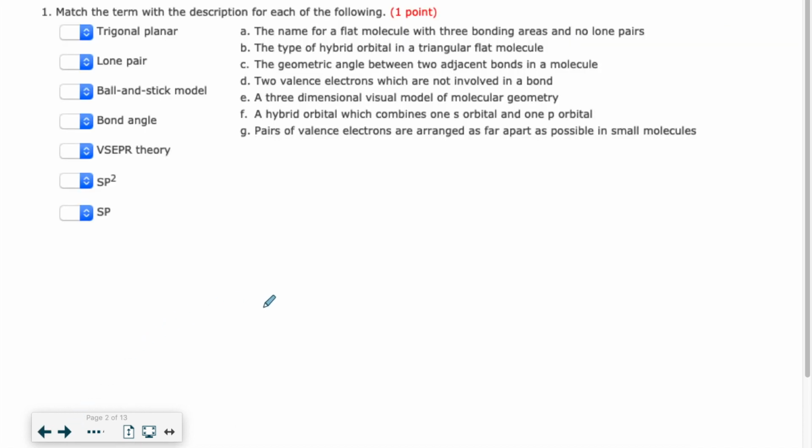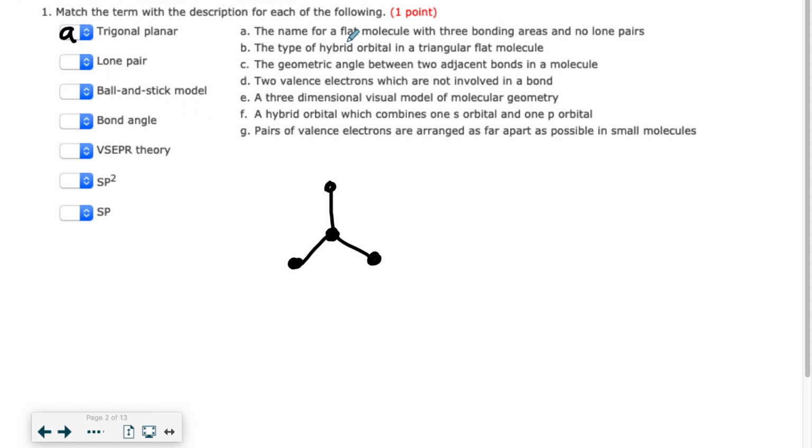For our first question here, we're going to be matching up some terms and definitions. So I'm going to be going from the right side and then picking the correct term based on that. For the first one, we have the name of a flat molecule with 3 bonding directions and no lone pairs. So if you were going to actually draw this out, we have an atom in the middle, we have our 3 bonding directions with atoms on the end, and there's no lone pairs to alter the angle of this bond, so this would be a trigonal planar shape.